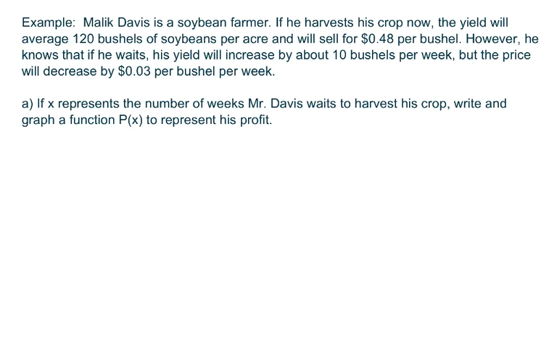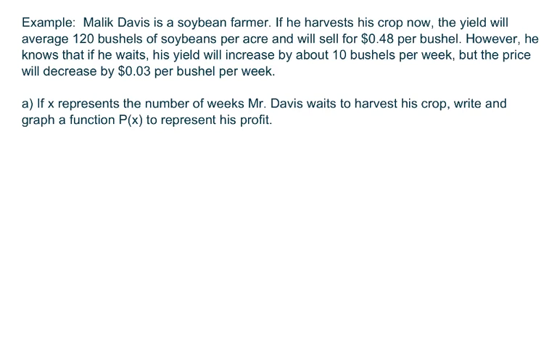Malik Davis is a soybean farmer. If he harvests his crop now, the yield will average 120 bushels of soybeans per acre and will sell for 48 cents per bushel. However, if he waits, his yield will increase by about 10 bushels per week, but the price will decrease by 3 cents per bushel per week. If x represents the number of weeks Mr. Davis waits to harvest his crop, write and graph a function P of x to represent his profit.